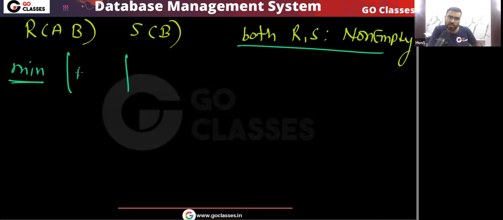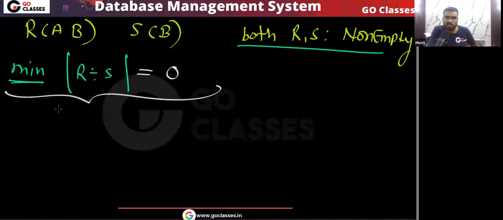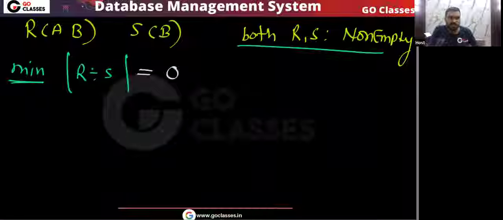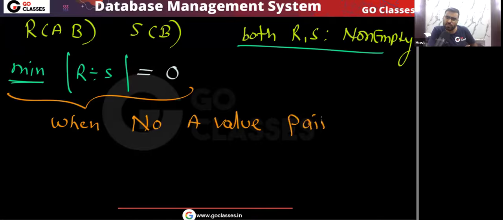What will the minimum cardinality of R divided by S be? That will be 0. When will it happen? When there is no A value which is pairing with every S value. Yes or no? Do you agree? This will happen when no A value pairs with all S values.